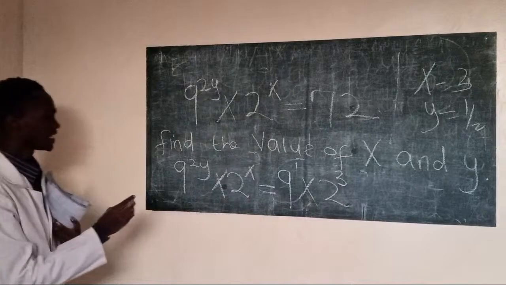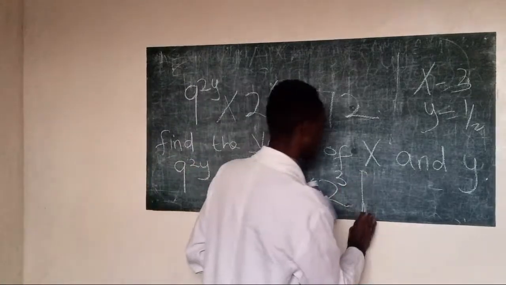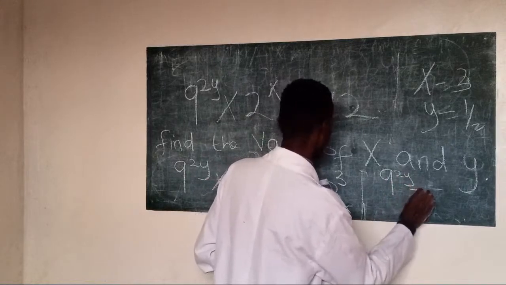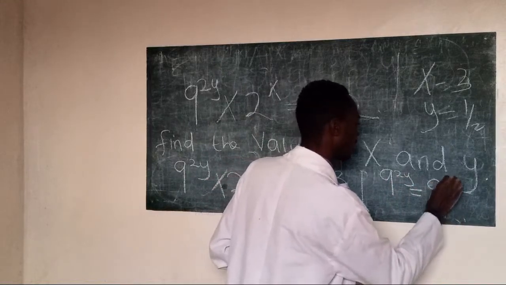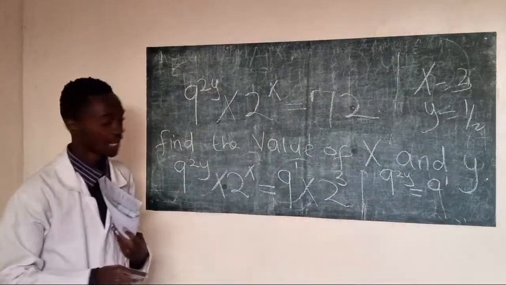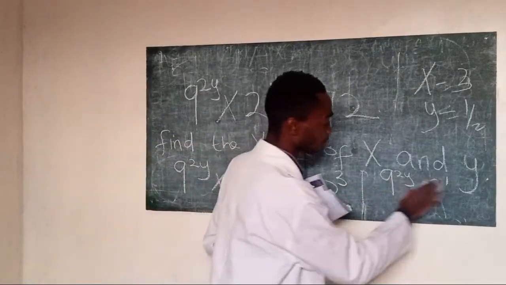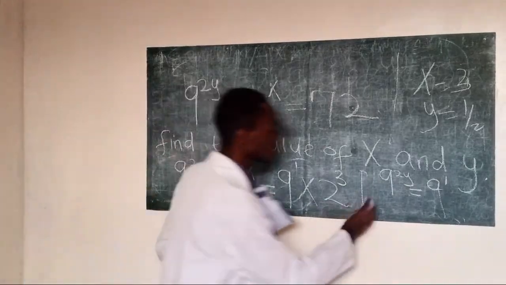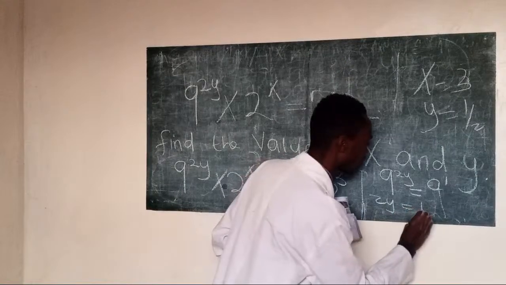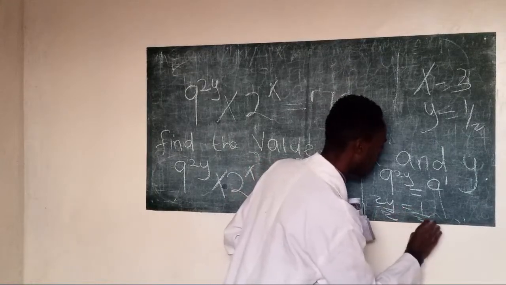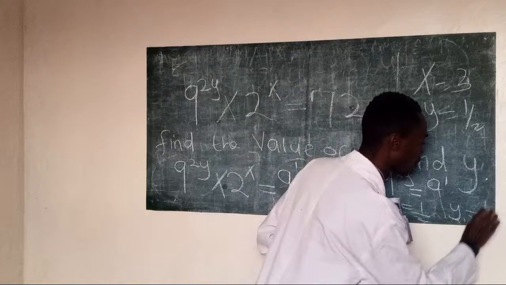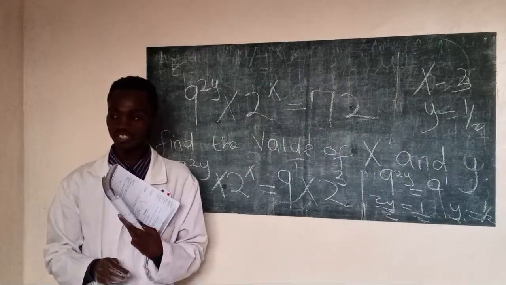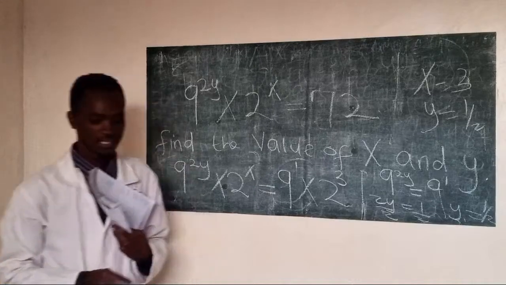So I say that 9 raised to power 2y is equal to 9 raised to power 1, isn't it? I ignore the bases, I take the powers. I say 2y is equal to 1, divided by 2 to get y is equal to a half. Have you now gotten how you're getting a half? Yes?